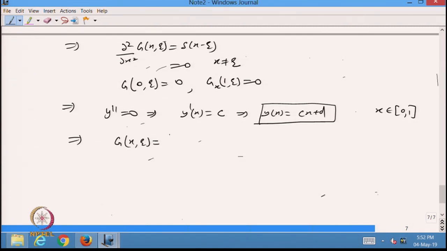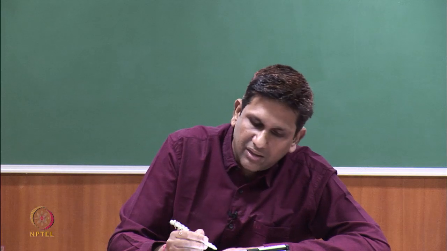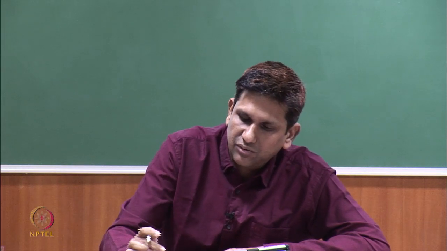Now, from here I can define my Green's function. So, this Green function will be C1 x plus d1 when x is less than xi, and I can define it as C2 x plus d2 when x is greater than xi. So, this is the Green function I can define from here, and then I can find the values of C1, d1, C2, d2.